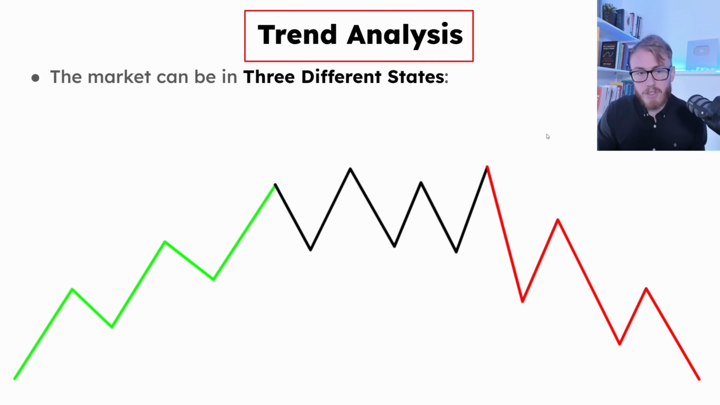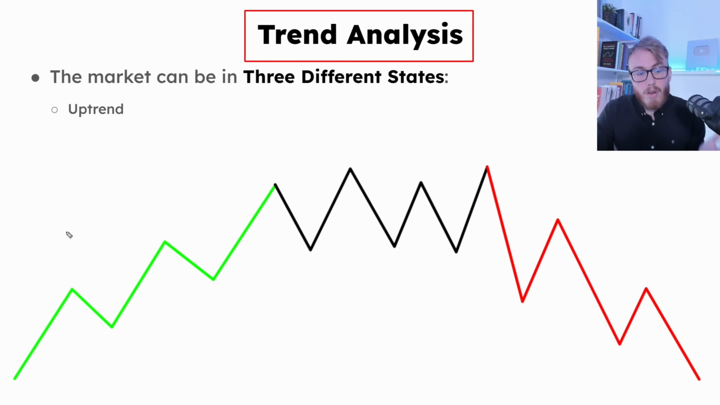And first of all, in very simple terms, the market can basically be in 3 different states. First of all, we have the uptrend. And an uptrend is basically a market state where the price continues to print both higher highs and higher lows.